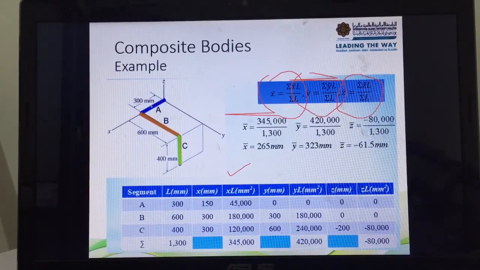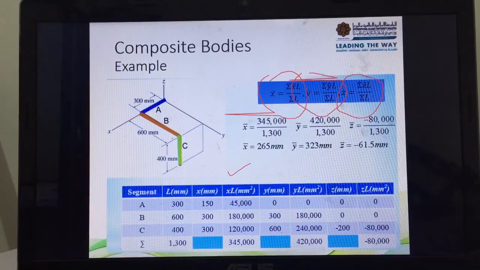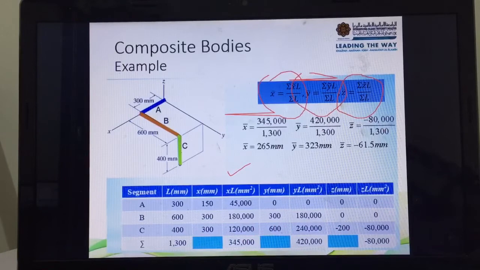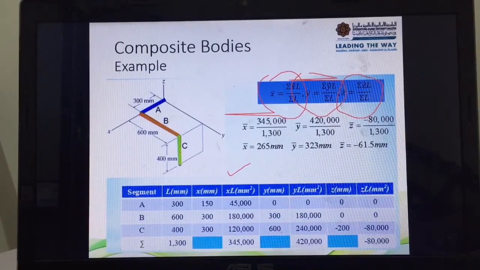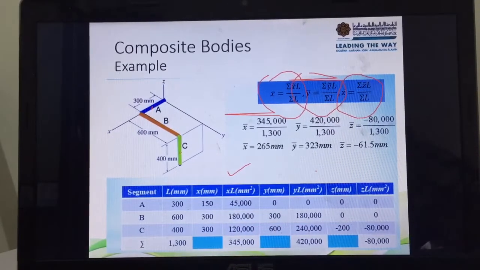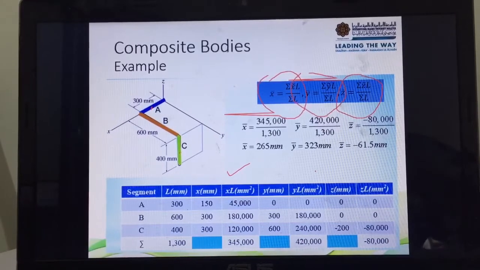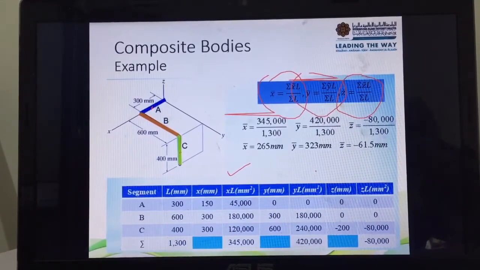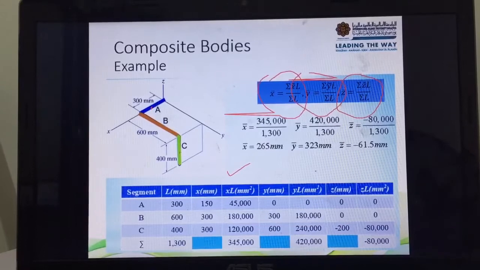For instance, for segment A, the y is 0, right? For B, the y is how much? Somewhere here. It is 300, because it's in the middle of 600, right? And then for C, the y is 600, right? Because it's somewhere here, and here, the location. I mean, it's there, because you know, for a uniform body like that, for a line, for instance, the centroid will be in the middle, right?